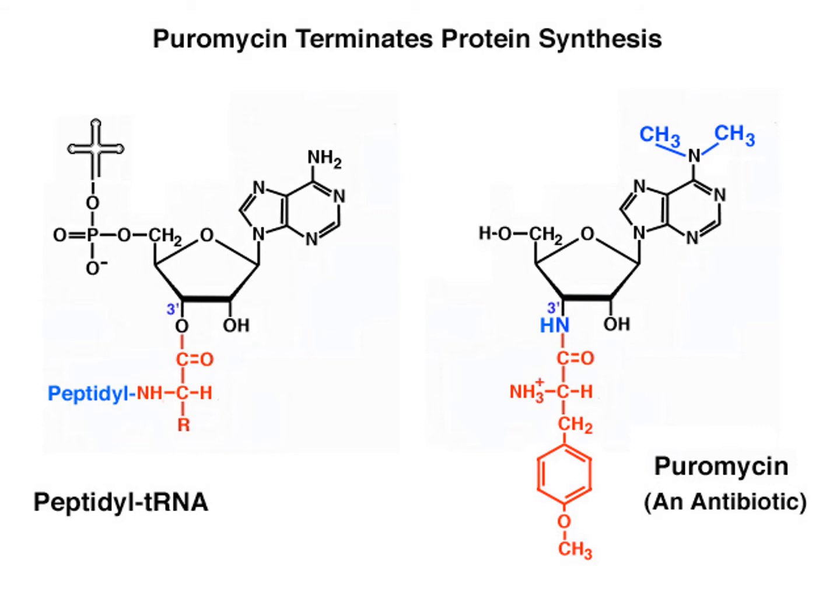It resembles the 3' end of an aminoacyl tRNA and can bind to the A site, and then is incorporated into the chain, and it causes premature chain release. So instead of the normal ester linkage of the tRNA, it has a 3' amide linkage. So chain elongation terminates.